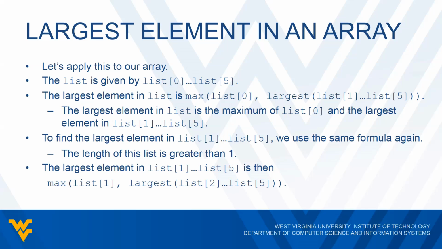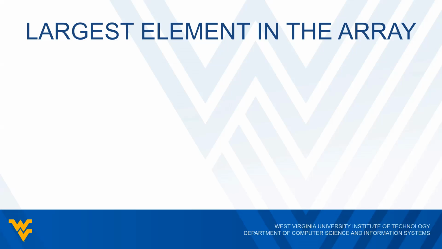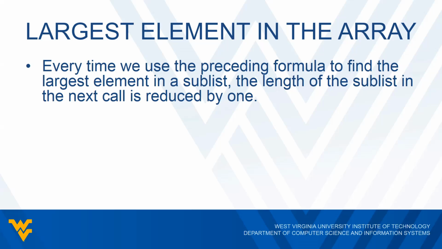So that means to find the largest element in list[1] to list[5], we would then need to get the maximum of list[1] and then the largest element from list[2] to list[5]. And we would just keep repeating this, where we would find the maximum of some list item and then the maximum of some range. And eventually we're going to get to our base case, and then we can work our way backwards.